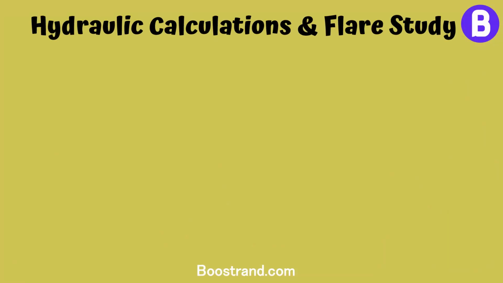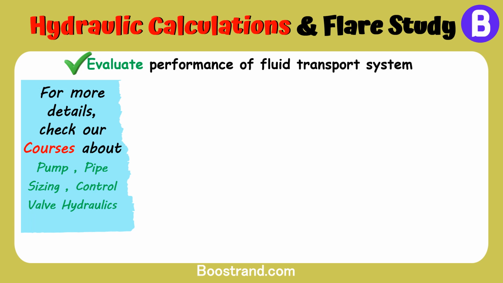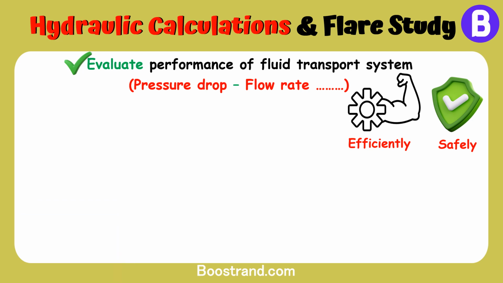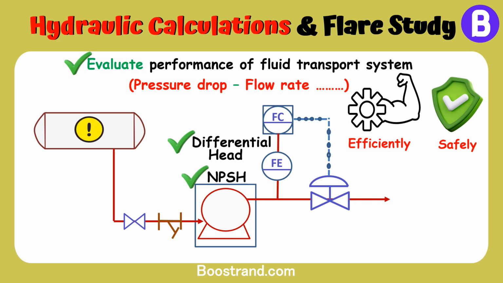The fifth activity is hydraulic calculations and flare study. Hydraulic calculations are necessary to evaluate the performance of fluid transport systems in chemical engineering projects. These calculations involve the analysis of pressure drops, flow rates, and other parameters to ensure that the process operates efficiently and safely. For example, if we want to size the pump properly, get its required differential head and NPSH, and hence estimate the elevation of the upstream vessel, we would need to carry out a detailed pump hydraulic calculation analyzing the pressure drops in both suction and discharge.